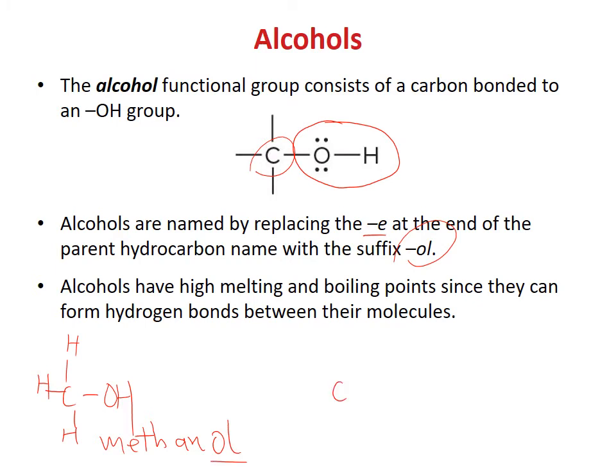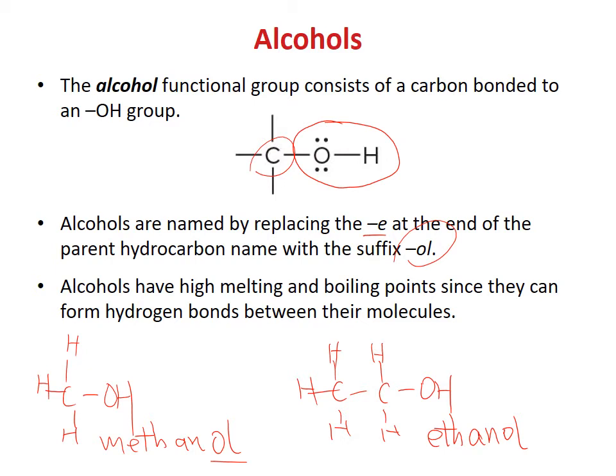If we have 2 carbons, this should be ethane. Now if we replace 1 hydrogen by OH, that becomes an alcohol called ethanol. Replace E by OL.